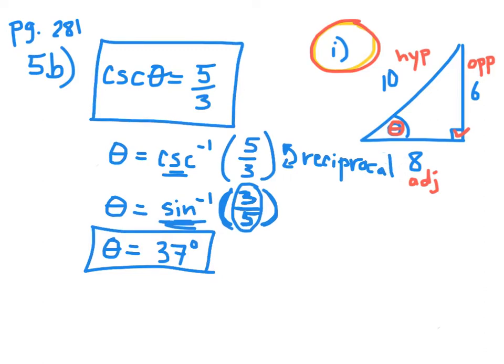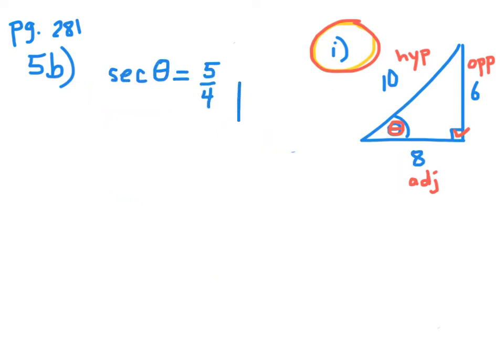So how about if I used a different ratio? How about if I used secant theta is 5 over 4? And of course, you should get that theta is 37 degrees also. But actually, I'm going to take this a step further.